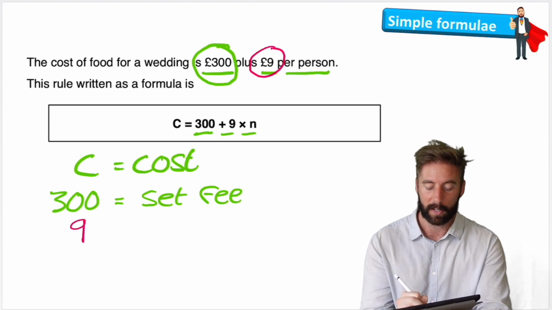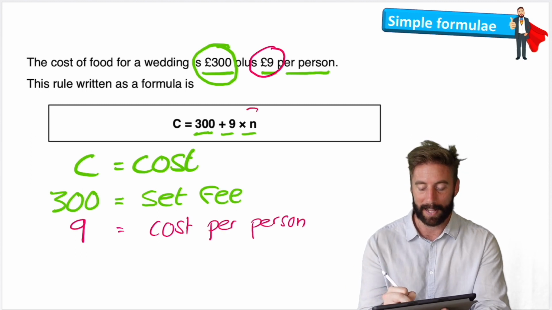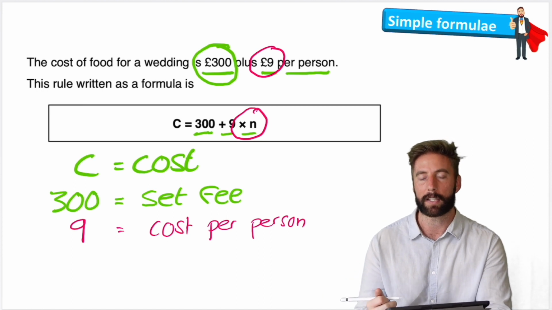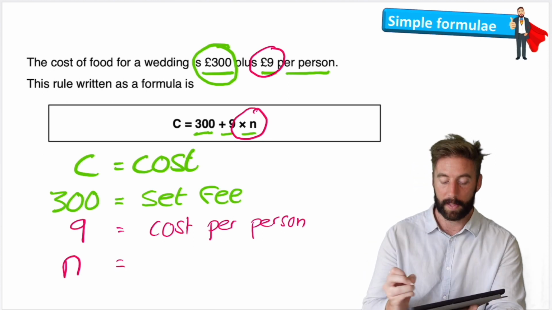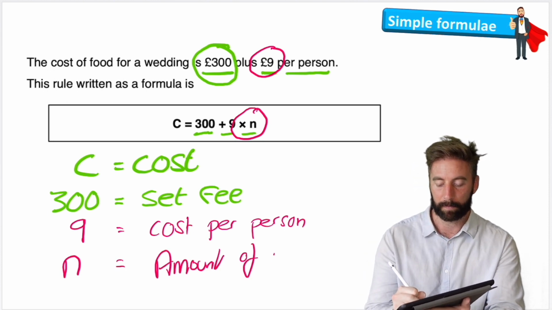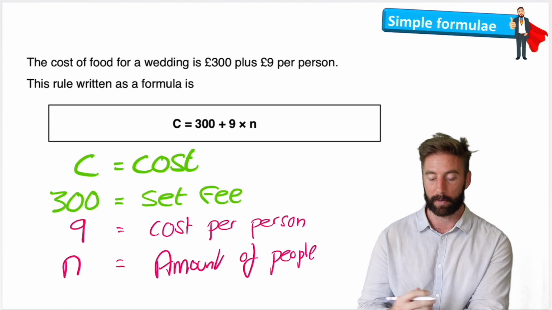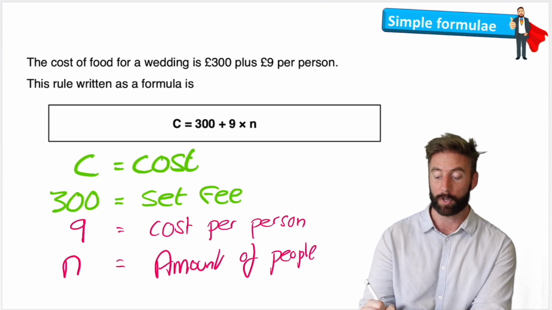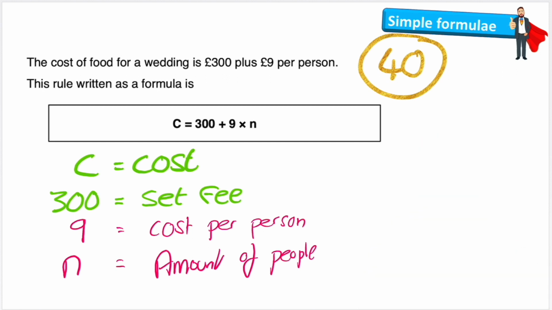So the 9 is the cost per person, but then we have this times n. What do we think the times n means? That's right, the number of people that come. So n equals the amount of people. Okay, so let's try and use this formula in an example. Let's imagine I'm getting married, and let's say I'm going to invite 40 people to my wedding. Let's find out how much this wedding is going to cost me. So I'm going to start by writing my formula, which is C equals 300 plus 9 times n.